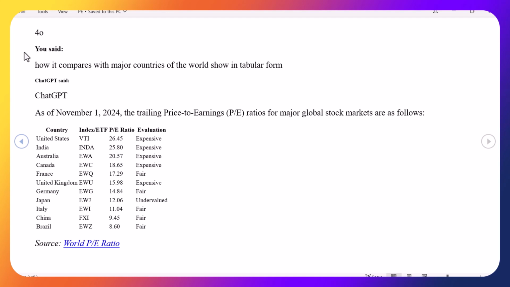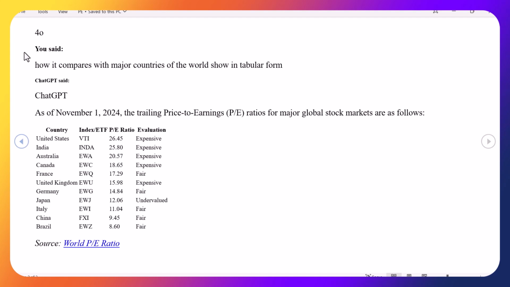The valuation is expensive because maybe it has been trading at a lower PE multiple earlier, and now it has become very expensive. India is also a very expensive market. It's trading at a PE multiple of about 25.8 here. Australia is trading at 20.57. Canada is also expensive, 18.67, and France is trading at 17. Then there are countries trading at a very low PE ratio, like Japan, which is trading at 12.